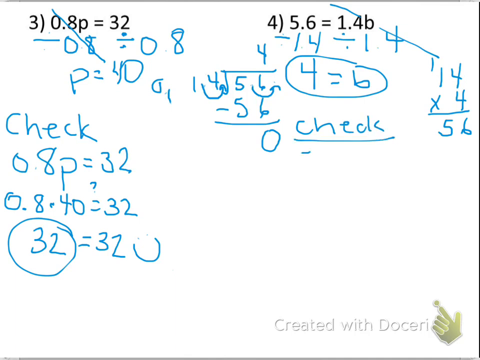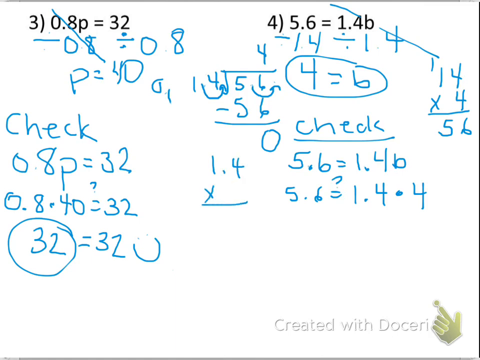Start by writing your equation. Make sure you see my decimals here. Next step is to substitute in our answer. Is that really equal to 1 4/10 times 4? And now we need to check it. So we're going to take 1.4 and multiply it by 4.